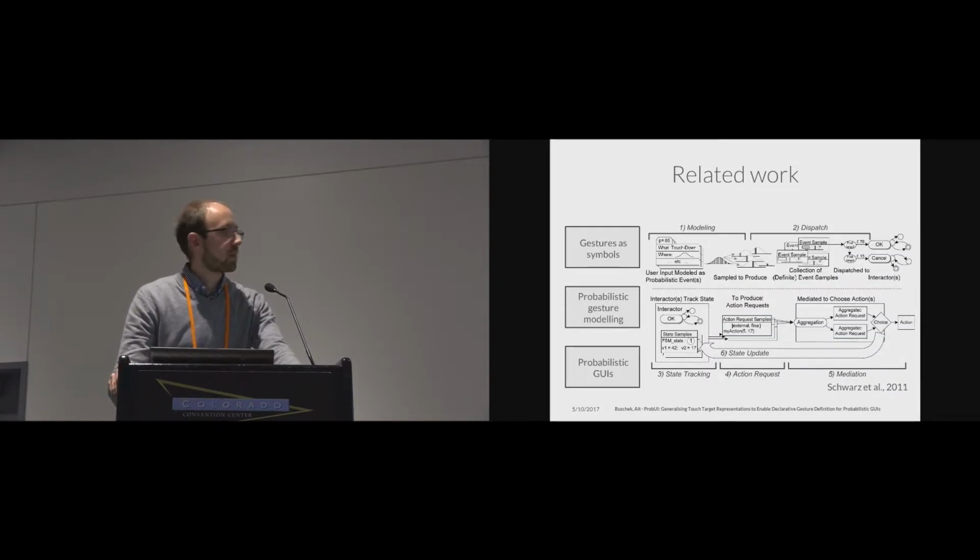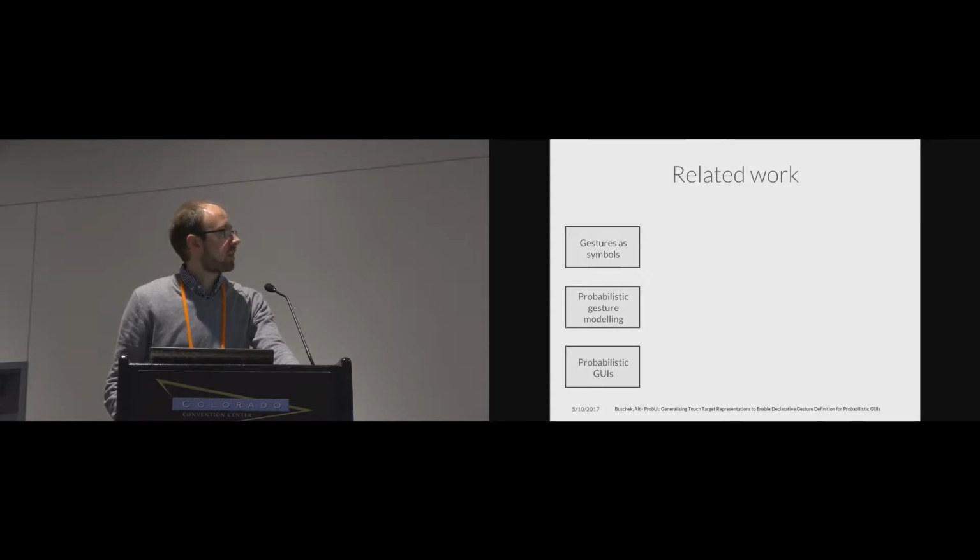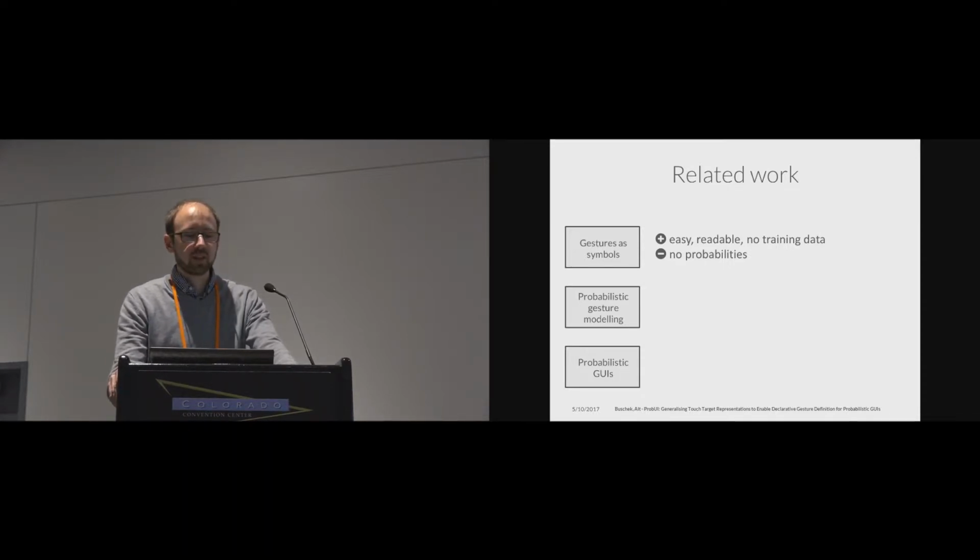And then finally, there are frameworks like this one from Julia Schwarz and colleagues from 2011 that take a probabilistic input event, for example, from such a recognizer, and try to process that in a way for some benefit for the user, maybe adapting the interface, or if it's not clear what the user wanted to do, then maybe there's an additional confirmation dialog coming up or something like that. And if we look at these on a more abstract level, then we can find some advantages and disadvantages. So for example, if we can express gestures with symbols, once we've learned to do that, then that might be easy and readable.